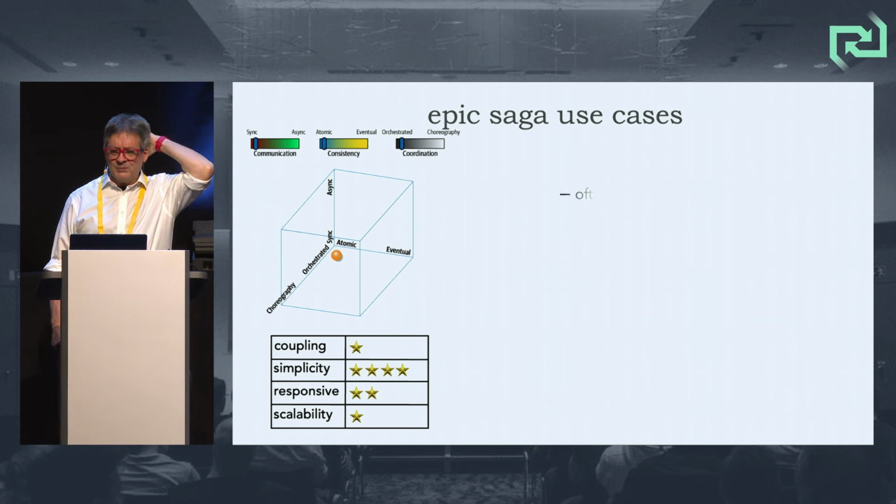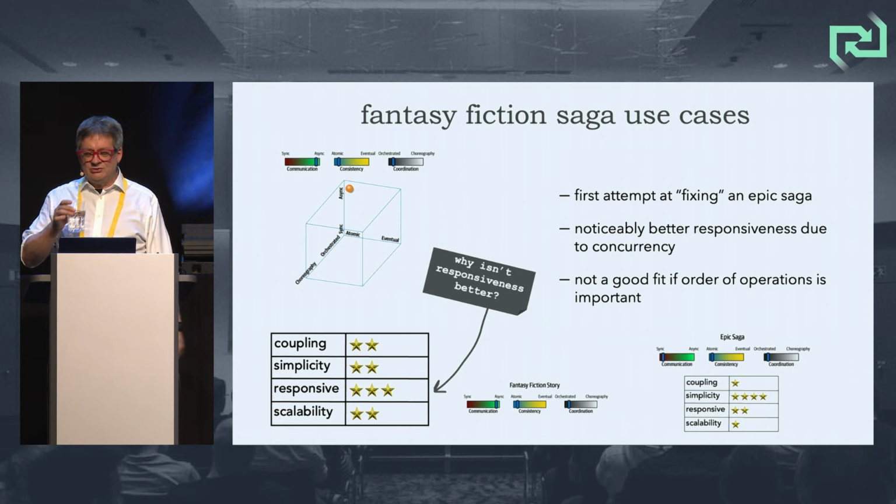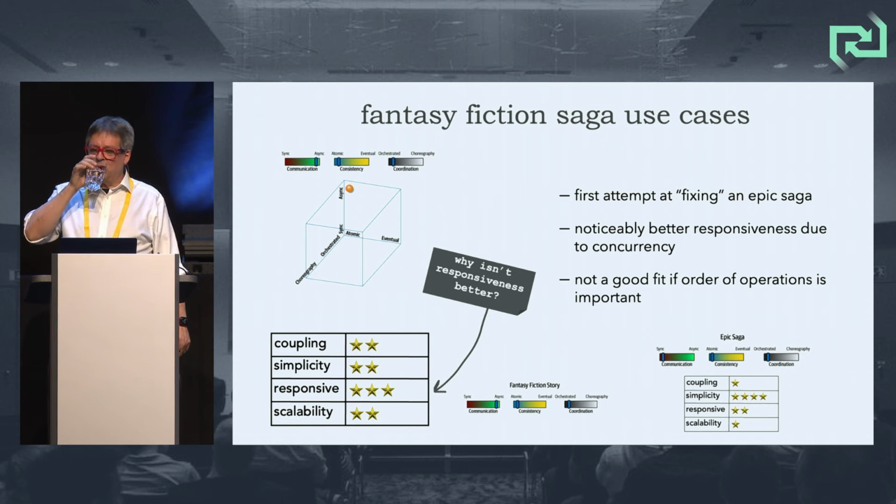This one's really useful. A lot of times this is the first attempt at trying to fix an epic saga. Noticeably better responsiveness because we've gone concurrent, but not a good fit if order of operations is important because everything's going to be happening all together now because of asynchronicity. Why isn't responsiveness better here? Well, it is one star better than what we saw with the epic saga, but it turns out that the thing that's really killing the responsiveness is the atomicity, and we'll see how to do some analysis around that in a bit.